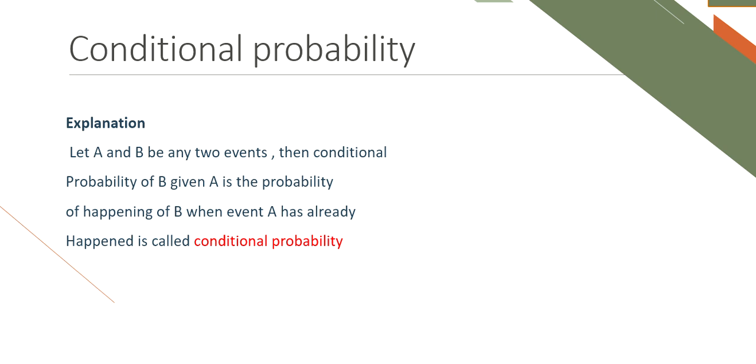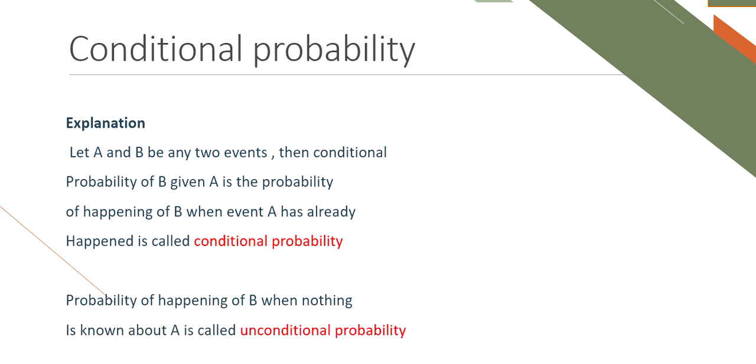Next comes the probability of the happening of B when nothing is known about A: unconditional. Unconditional means B does not know anything about A. But you can't write that in a paper. So we can't write that A knows B, conditional; B does not know about A, unconditional. You have to write in proper terms, but for your understanding, I'm just giving you an example.